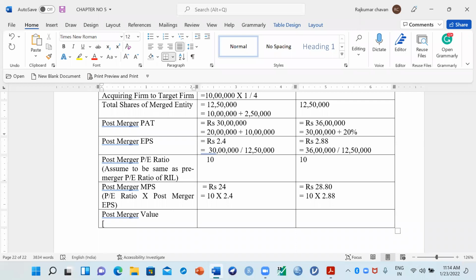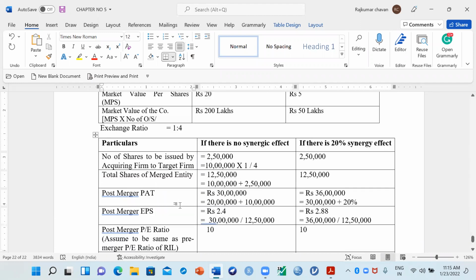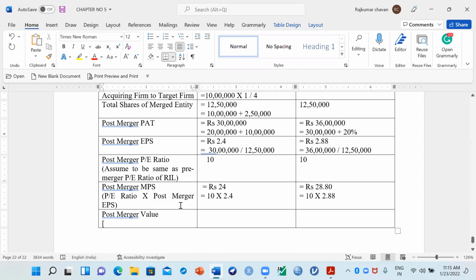What will come here? How do we calculate value? Total value of the firm now. Hello? Can you put the formula here? So what will be the formula here? MPS, okay, correct, into number of shares.